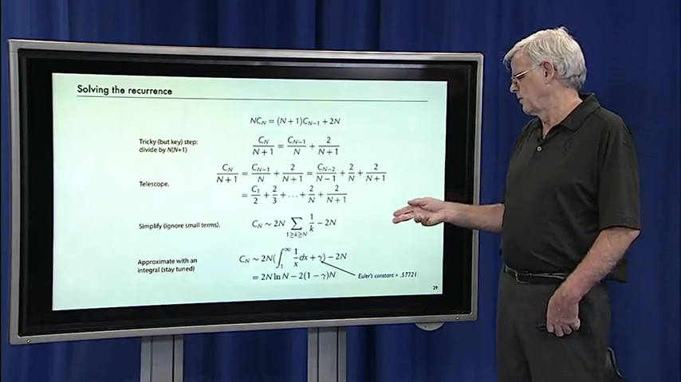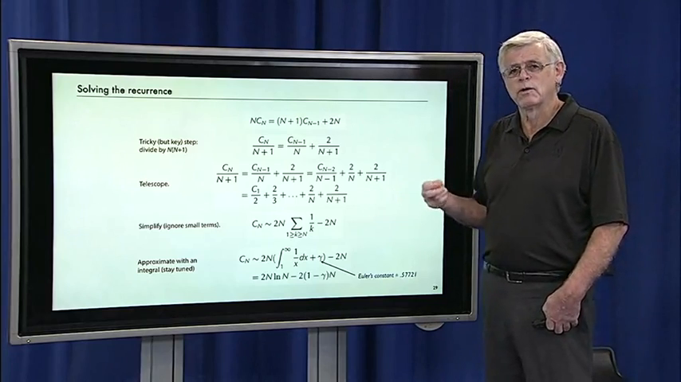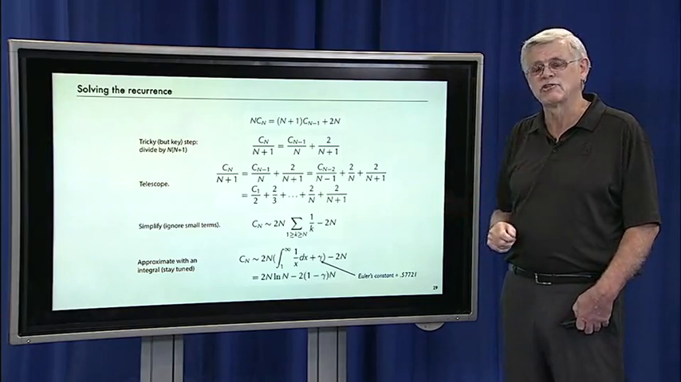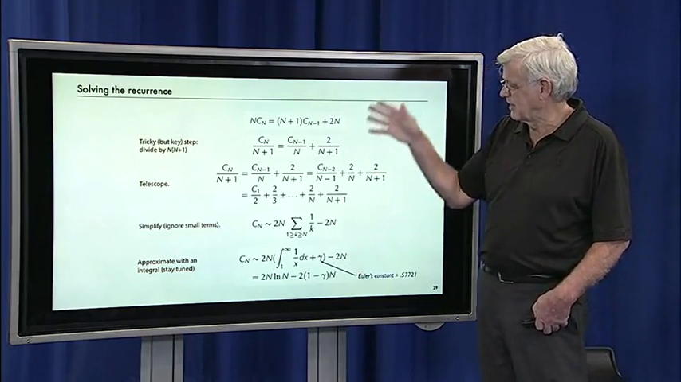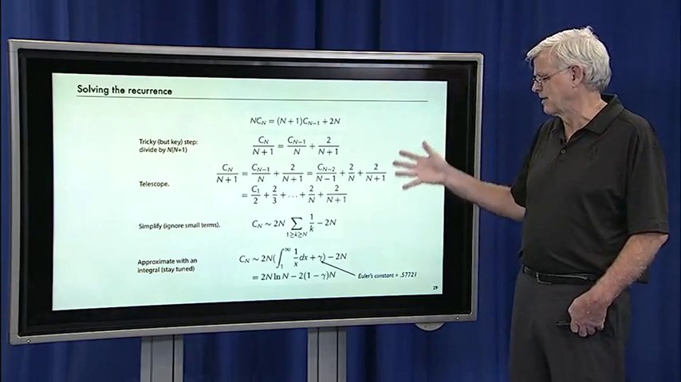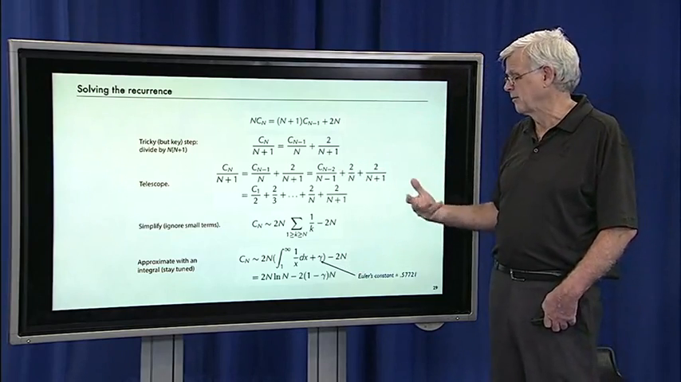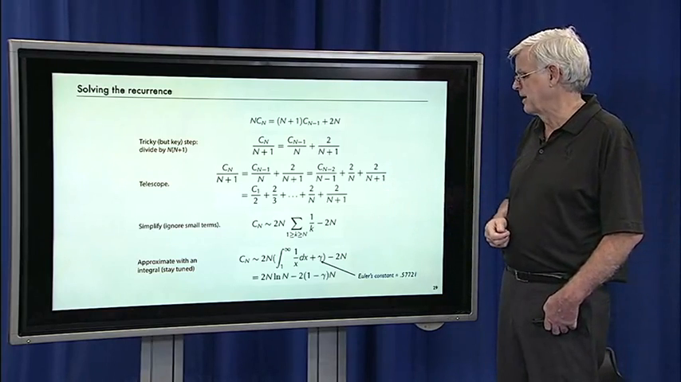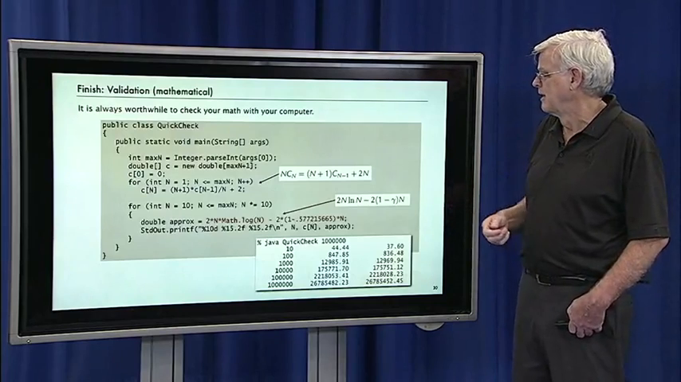Now, there are approximations, and we will be talking about how to be precise about making these approximations. But other than that, this is fairly straightforward mathematical manipulation that gets us to a solution for the number of compares used by Quicksort.